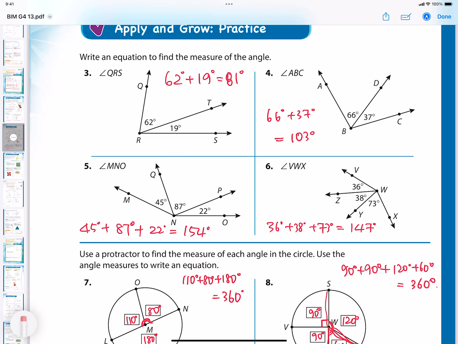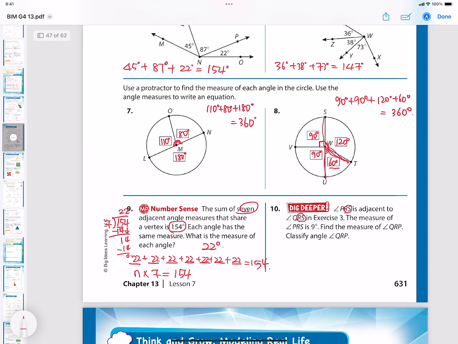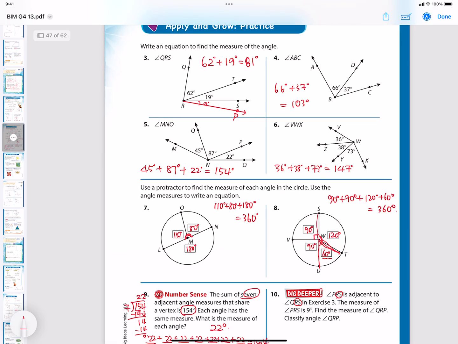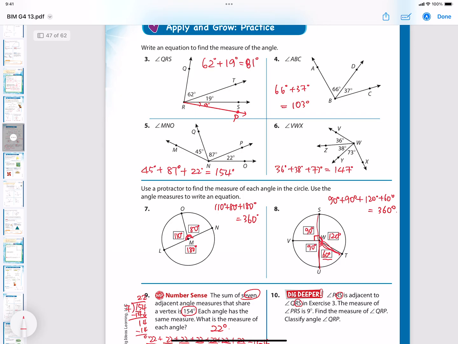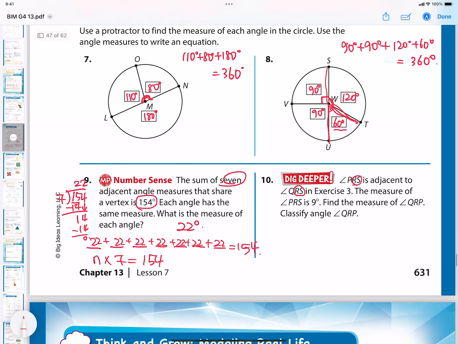That's what they were asking, okay? Just imagine you are having the adjacent to another one. PRS is 9 degrees, okay? And what is the question? Find the measure of QRP. Since we know QRS was 81 degrees, and we have QRP 9 more degrees, that must be 81 degrees plus 9 degrees, which is 90 degrees. It must be a right angle.